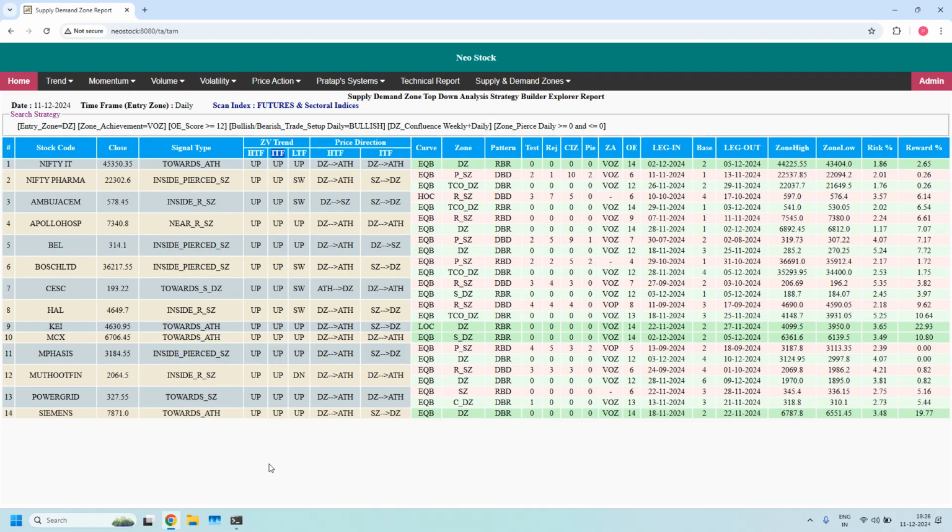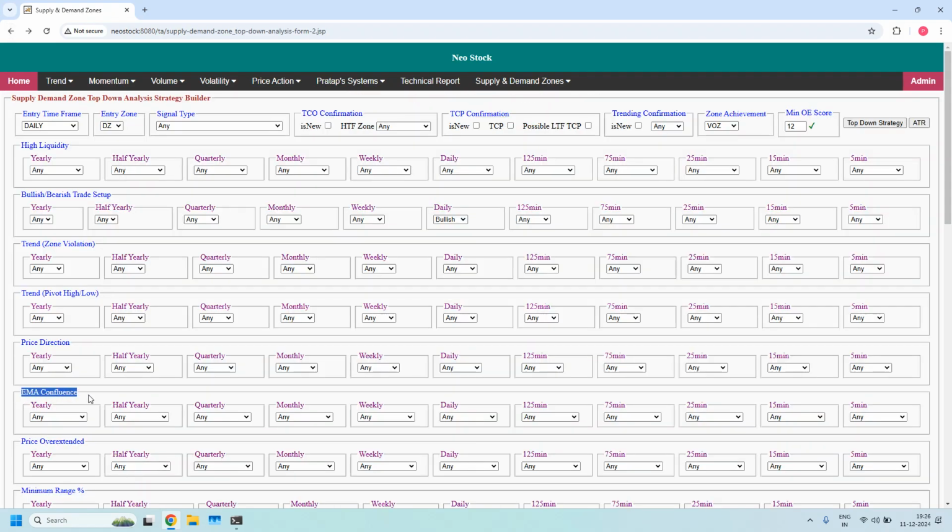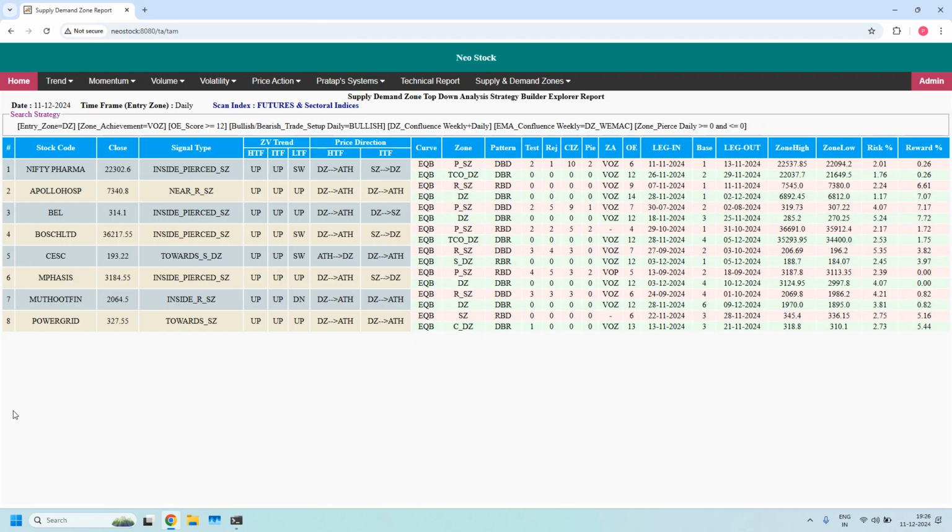We can look for a weekly demand zone with weekly EMA confluence to further filter high probability setup stocks. So in the EMA confluence, weekly time frame, weekly demand zone having weekly EMA confluence, as per the concept you learned in lesson 27. Let's filter. We got 8 stocks. These 8 stocks are even more high probability setup supported stocks. Some of these stocks are having high liquidity demand zones.